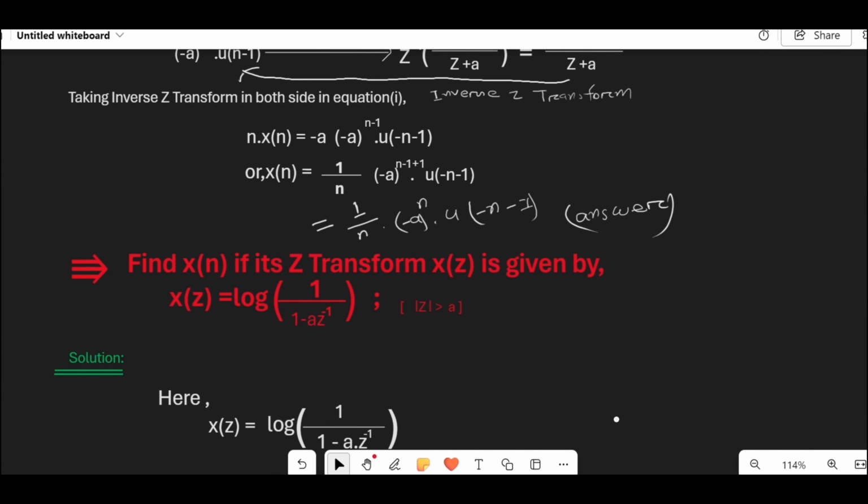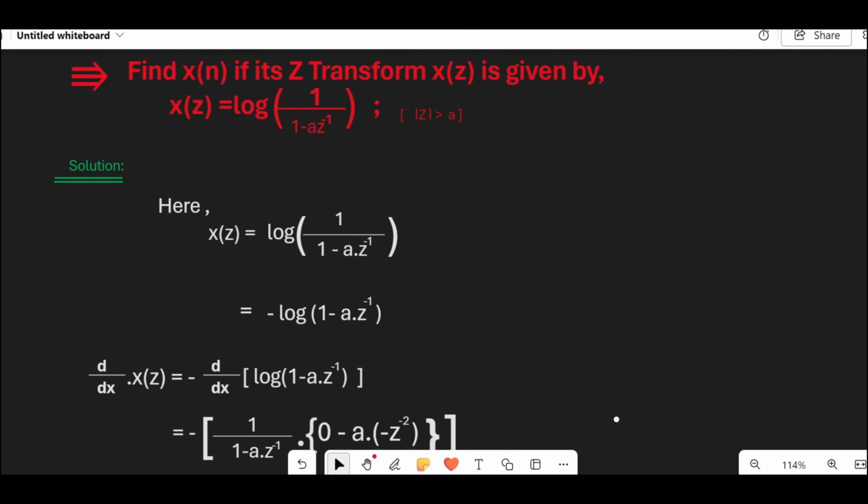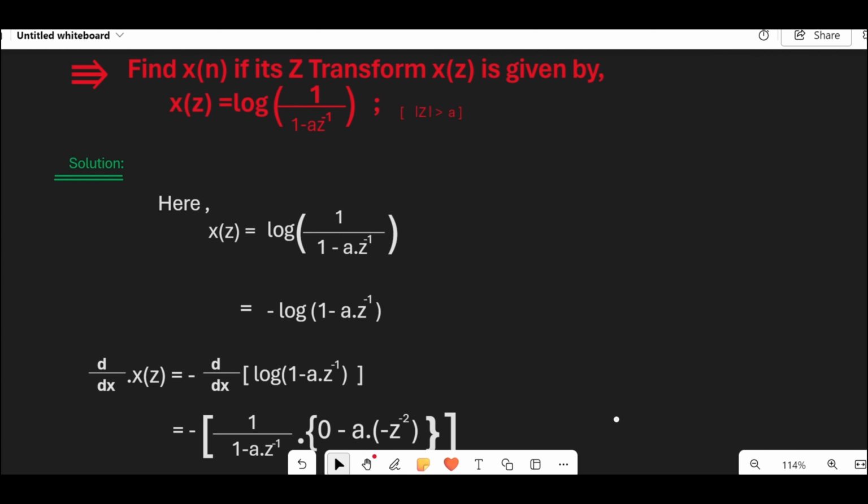Now the second problem is: find x of n if its Z transform X of z is given by X of z equal to log of 1 by 1 minus a into z inverse. Here modulus of z is greater than a.